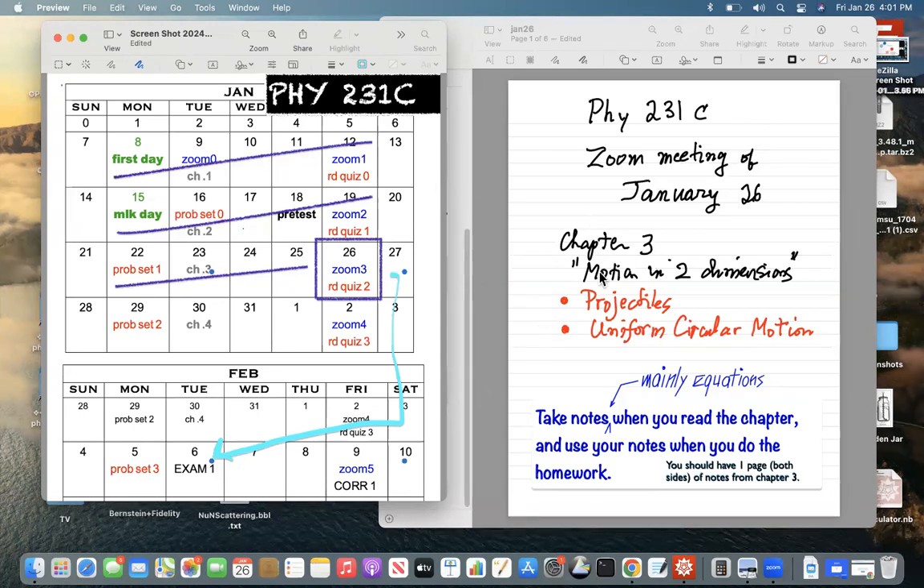Now, as you read the chapter, you should take notes. And then use those notes when you do the homework. The notes will mainly be equations. And you'll need those equations to solve the problems. You should have about 1 page of notes for each chapter, front and back. So you should have a notebook for physics, and then on 1 page, take notes as you read the chapter.